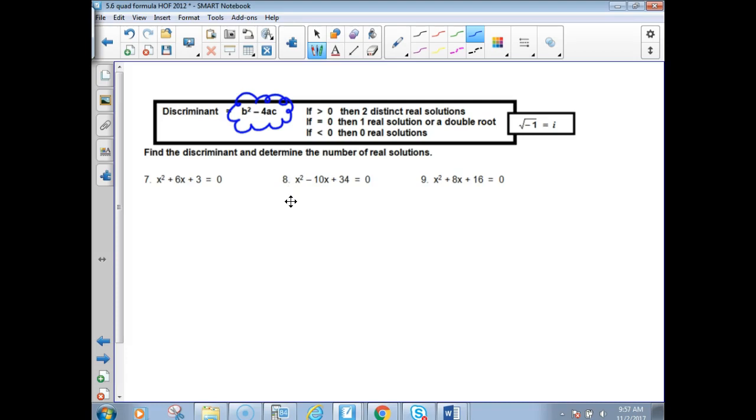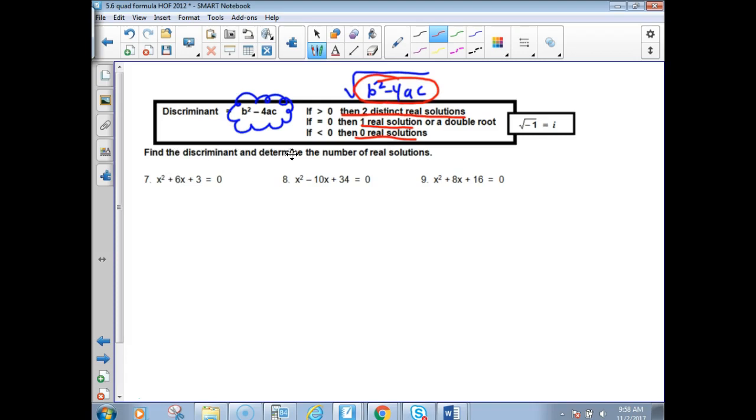Okay, when we talk about the discriminant, remember where that is? It's underneath the radical, right? You're only doing this part, and you're checking if it's positive, then you have 2 real solutions. If the number under here is 0, then you only have 1 real solution. And if the number under here is negative, less than 0, then you have no real solutions. They're imaginary. That's when we get the i answers. Okay? That's all you need to know about that.